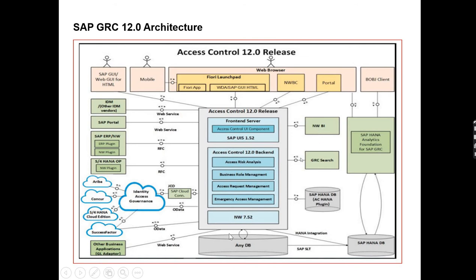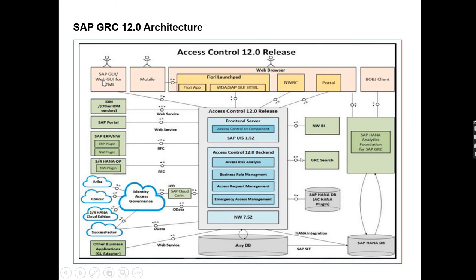Okay. Here at the bottom, whatever information you can see, whatever approval requests and emergency access logs, everything you can store in any database. That is one option. Or if you want, you can implement HANA as the database, so GRC will be installed on HANA DB. That is also possible. So with HANA, we have two options: either you can install on any of the traditional databases, or you can install GRC 12 directly on HANA DB.